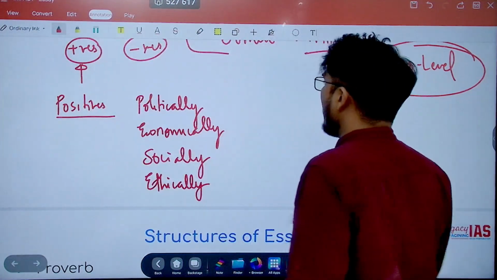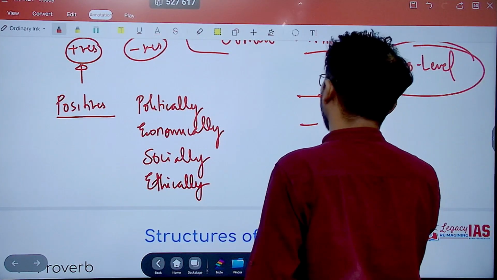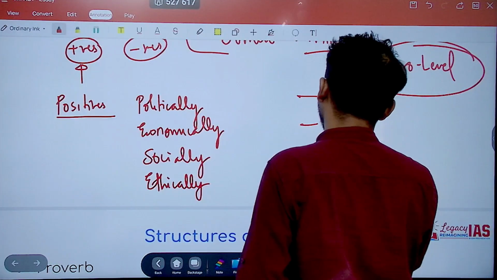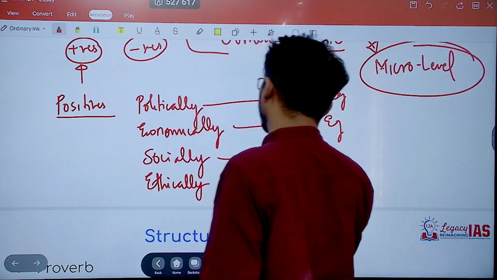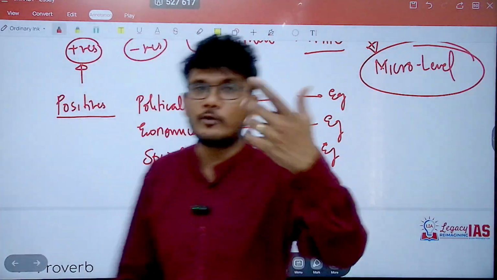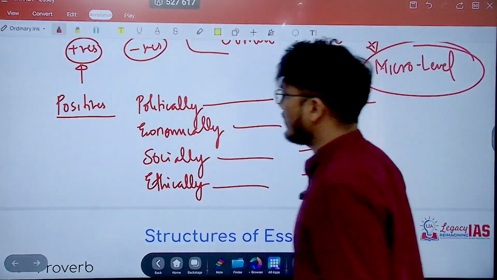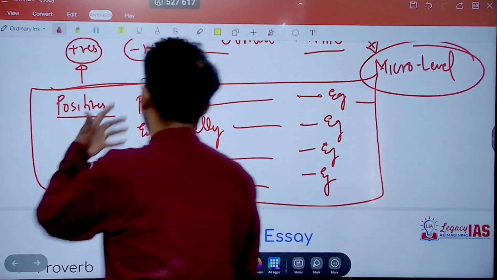Etc, etc. And given exam, mention the example also. I'll mention an example. So politically positive, economically, socially, ethically, with one example. If you come up with such an example which you can recall, mention the example also over here. So this is just the positive section of your framework. This is how it will look.